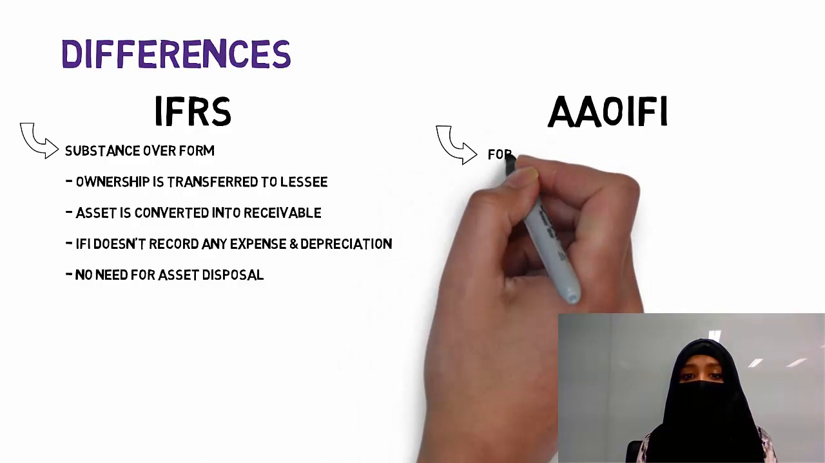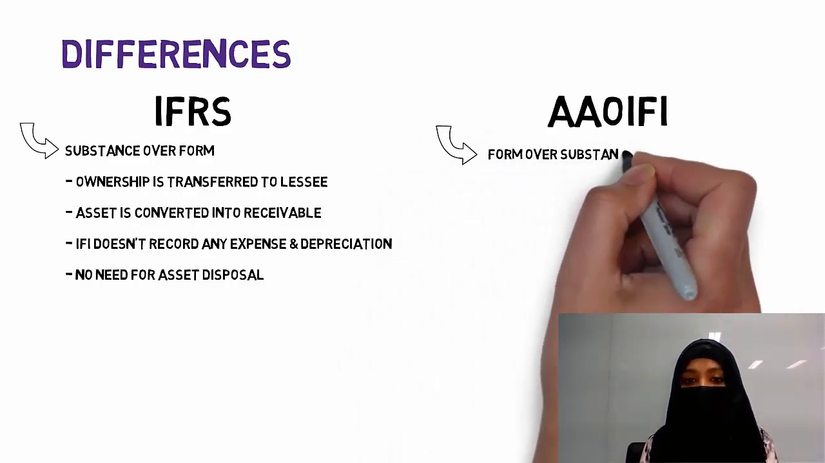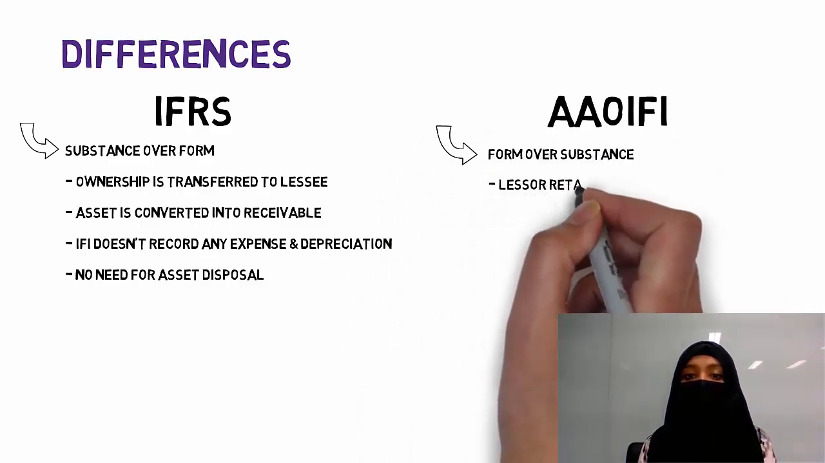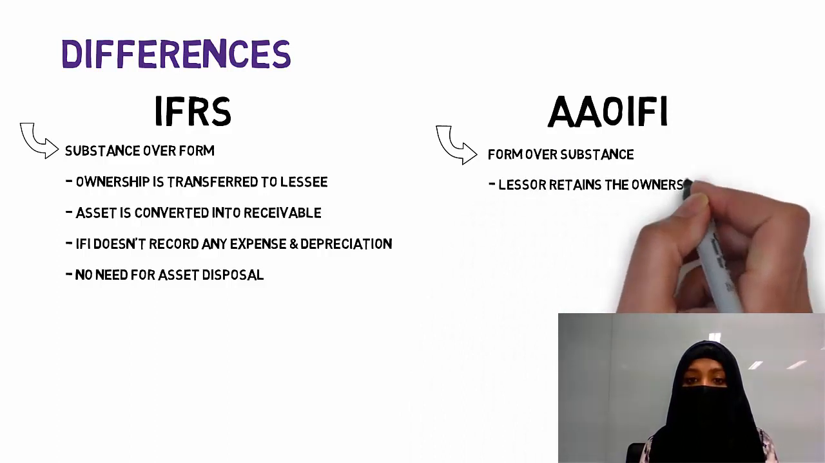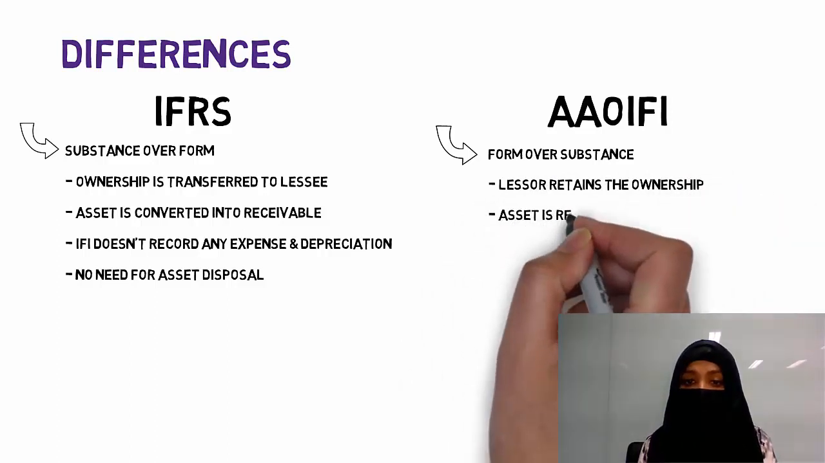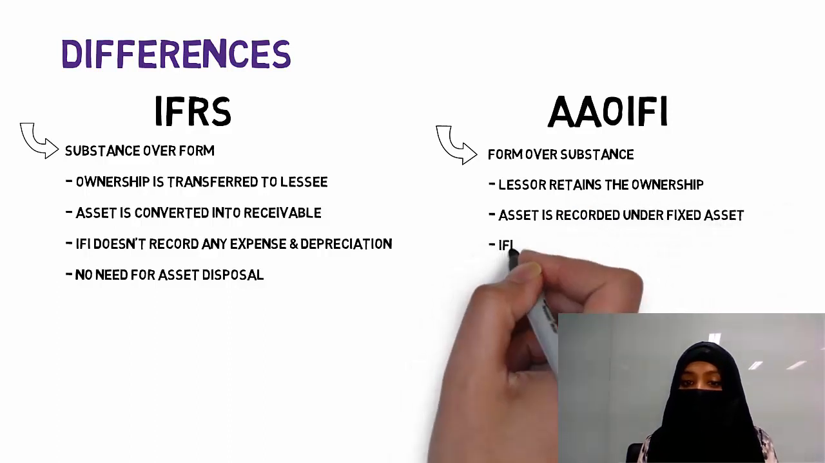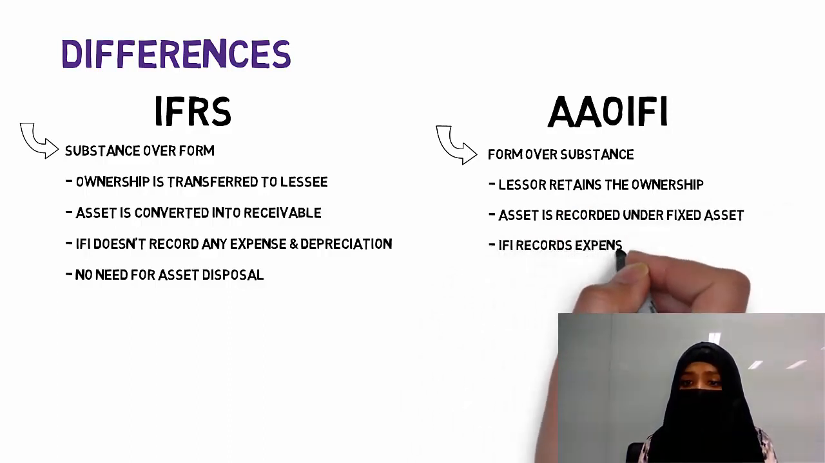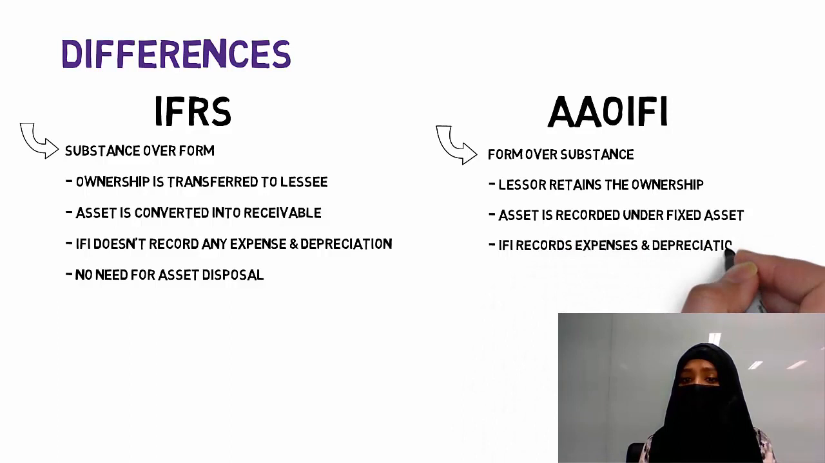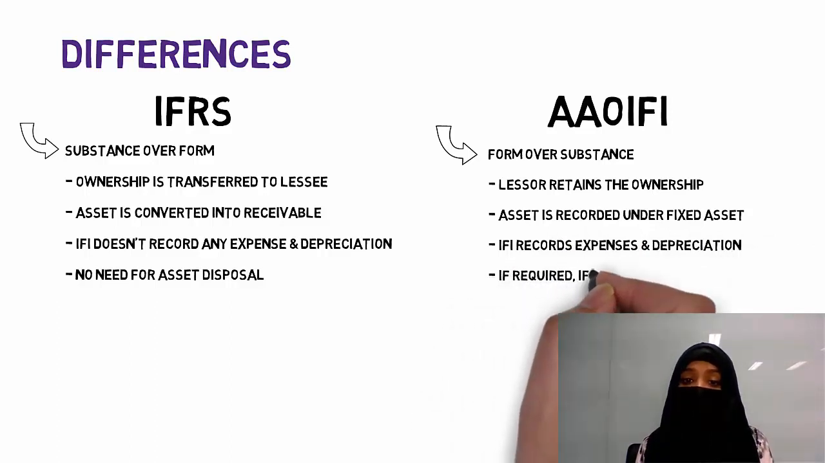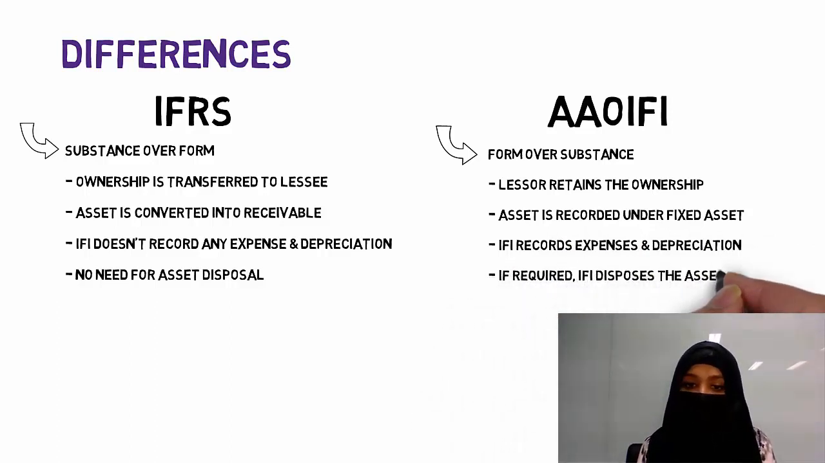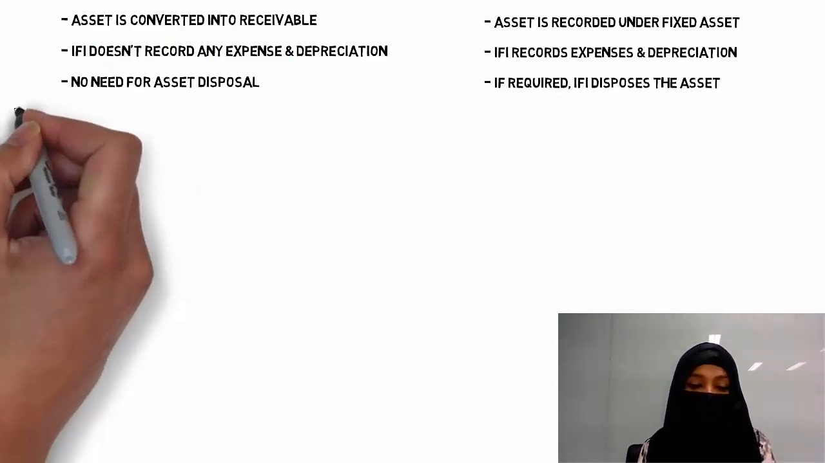AAOIFI, on the other hand, has a more Sharia-oriented approach which translates into a form over substance assumption. So the lessor retains the ownership, the asset is recorded under fixed assets, and the IFI records impairment and repairs and other expenses like takaful and road tax. The IFI records the depreciation of the asset, and the IFI is even responsible for recording and disposing if required.